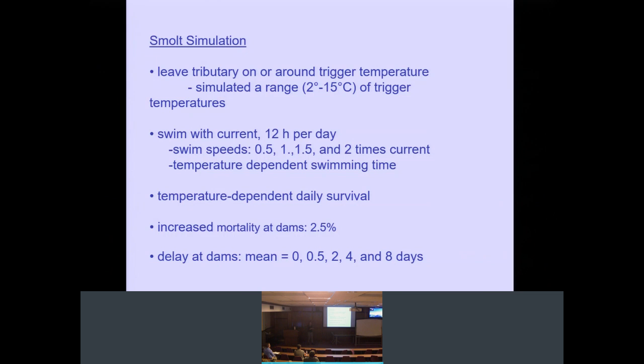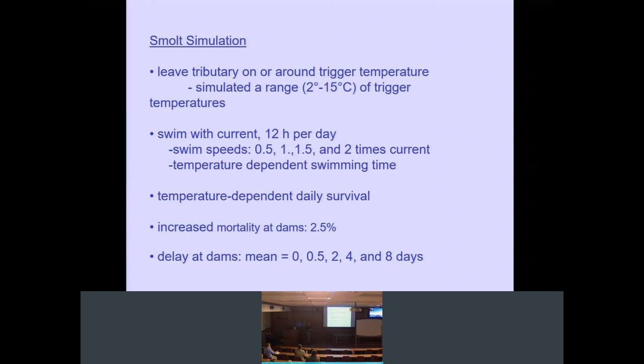Okay, so on top of that river template, that temperature and flow template, we then had a smolt simulation. We had the smolts leaving their tributary at some trigger temperature, which was a stochastic process. By trigger temperature, I mean the temperature cue that would trigger the beginning of their movement downstream. The literature says this might be 8 to 10 degrees, but what we really wanted was for the model to tell us what this temperature should be. So we simulated a range from 2 degrees, way too cold, to 15 degrees, way too warm. We knew those were unreasonable extremes, but we wanted the model to tell us what would be a good time for migration in these model fish.